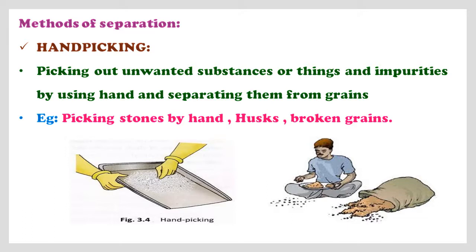Observe the below images. See, this method of hand picking can be used for separating slightly larger sized impurities like the pieces of dirt, stone and husk from wheat or rice or pulses. The quantity of such impurities is usually not very large. In such situations, we find that hand picking is a convenient method of separating substances. Understood?